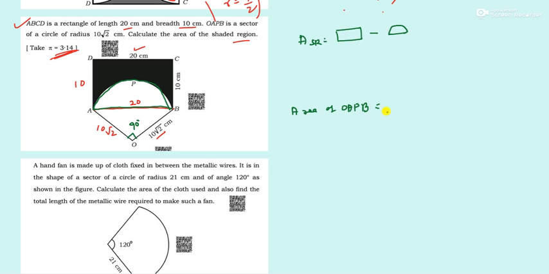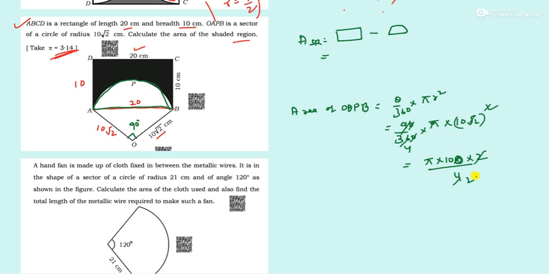OAPB will be equal to theta by 360 into pi r square. So 90 by 360 into pi, we'll substitute pi as 3.14 in the final formula, and radius is 10 root 2 whole square. Here you will get pi into 10 into 10 square is 100, root cancels, you'll get 2 here, and this is 4. So 2 ones are 2, 2 twos are, you'll get 50 pi. This is area of OAPB.